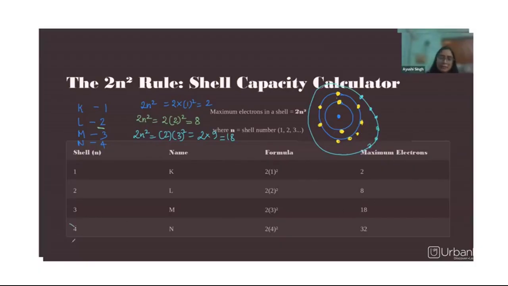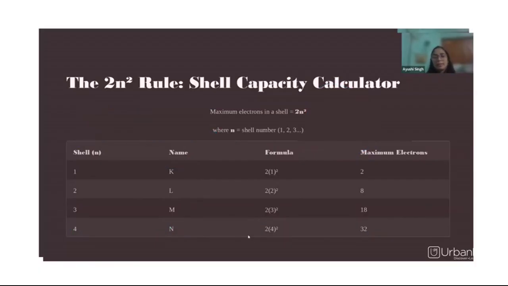And similarly, the fourth shell will be called N. So there are names for the shells starting from K. You have to remember that. You can't say A, B, C, D; you can't name them by yourself. So the formula would be 2 into 4 square, and you will get 32 maximum electrons in the N shell. So this is how we calculate shell capacity.